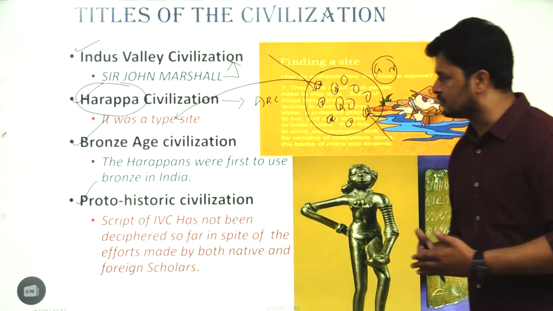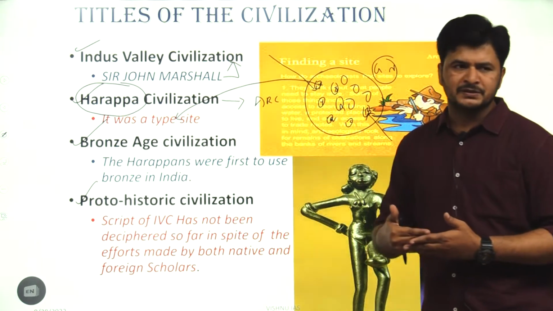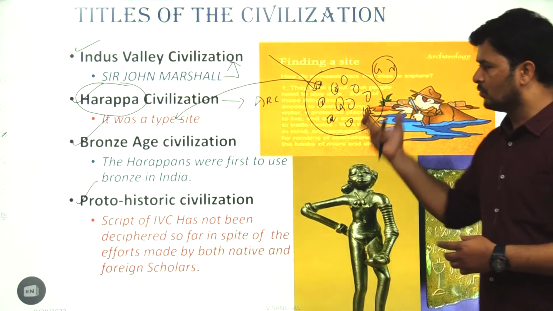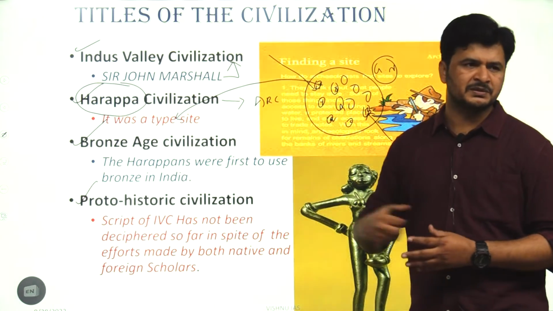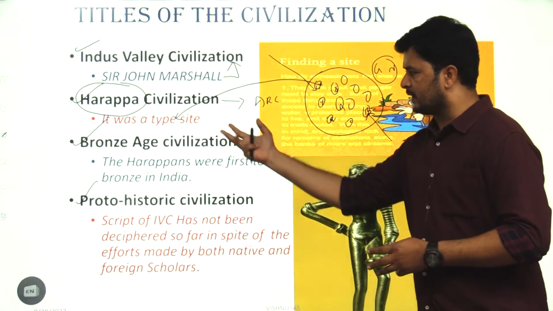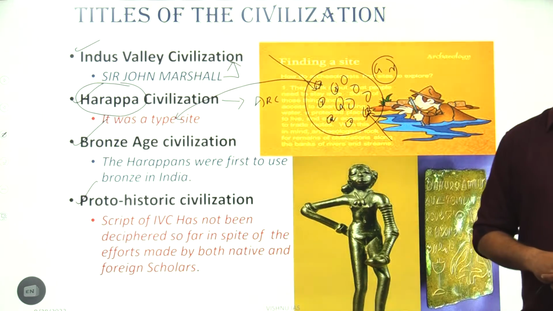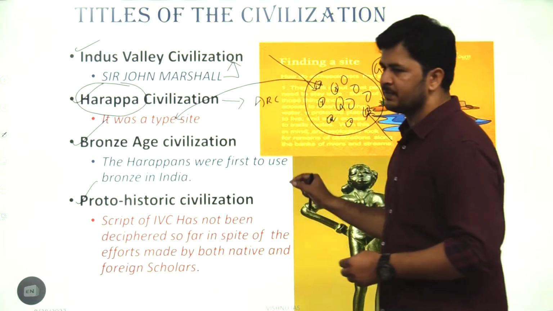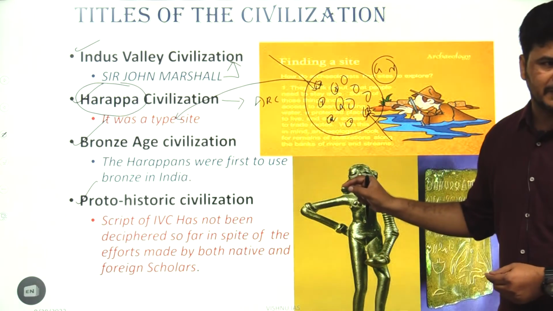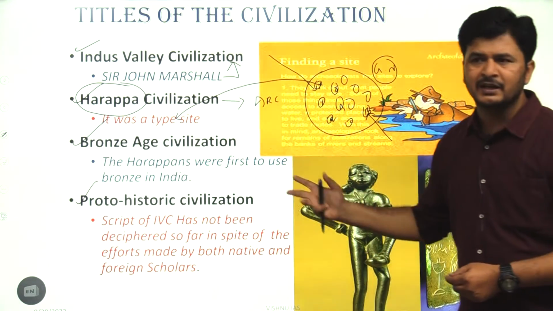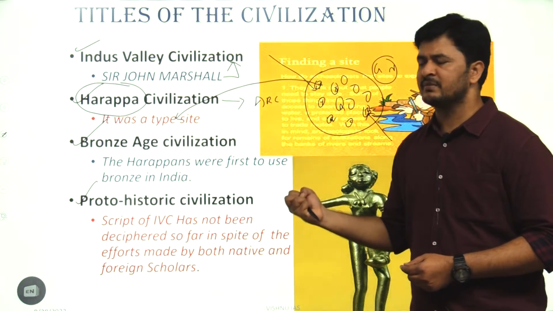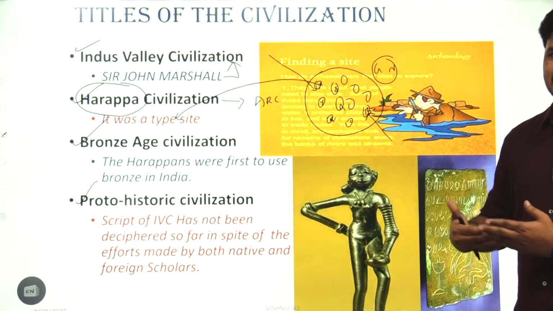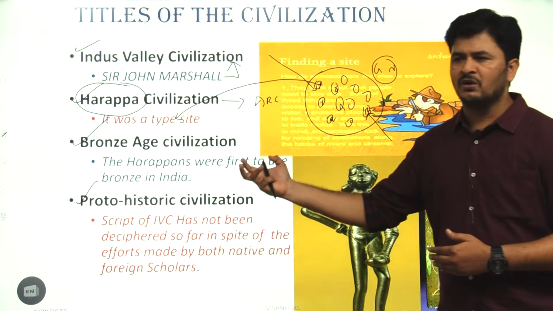So obviously we are going to frequently use the terms Harappans or Indus people. Don't get confused about who are Harappans and who are Indus people, both are the same. Followed by Bronze Age civilization. We have learnt in the previous session, copper was used by Chalcolithic people, bronze was used by Indus people. For the first time, a metal called bronze was used by Indus people, thereby the civilization is named after bronze.